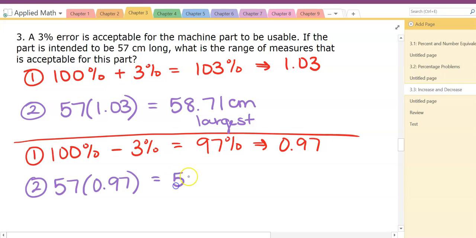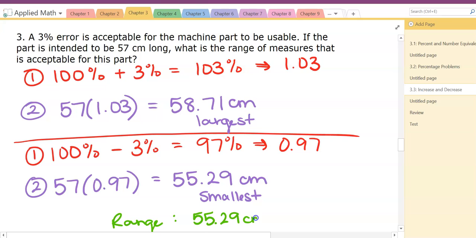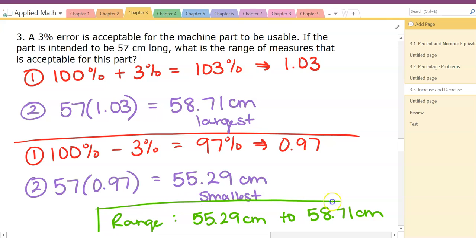So you get 55.29 centimeters. So that would be the smallest measurement that would be acceptable. So the range would be anything from 55.29 centimeters to 58.71 centimeters would be acceptable for this in order for it to be usable. So anything outside of that range would not be good for whatever this machine part is.